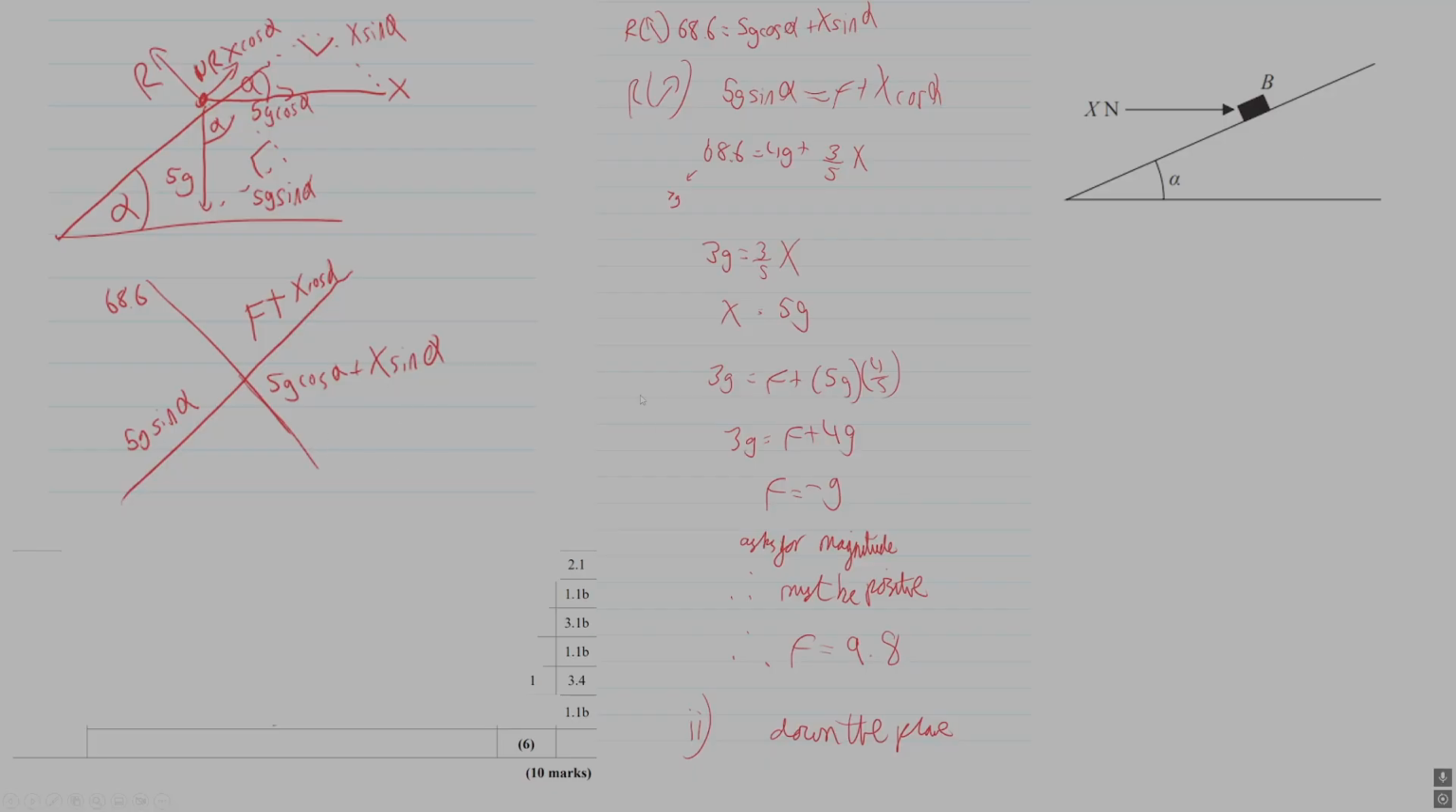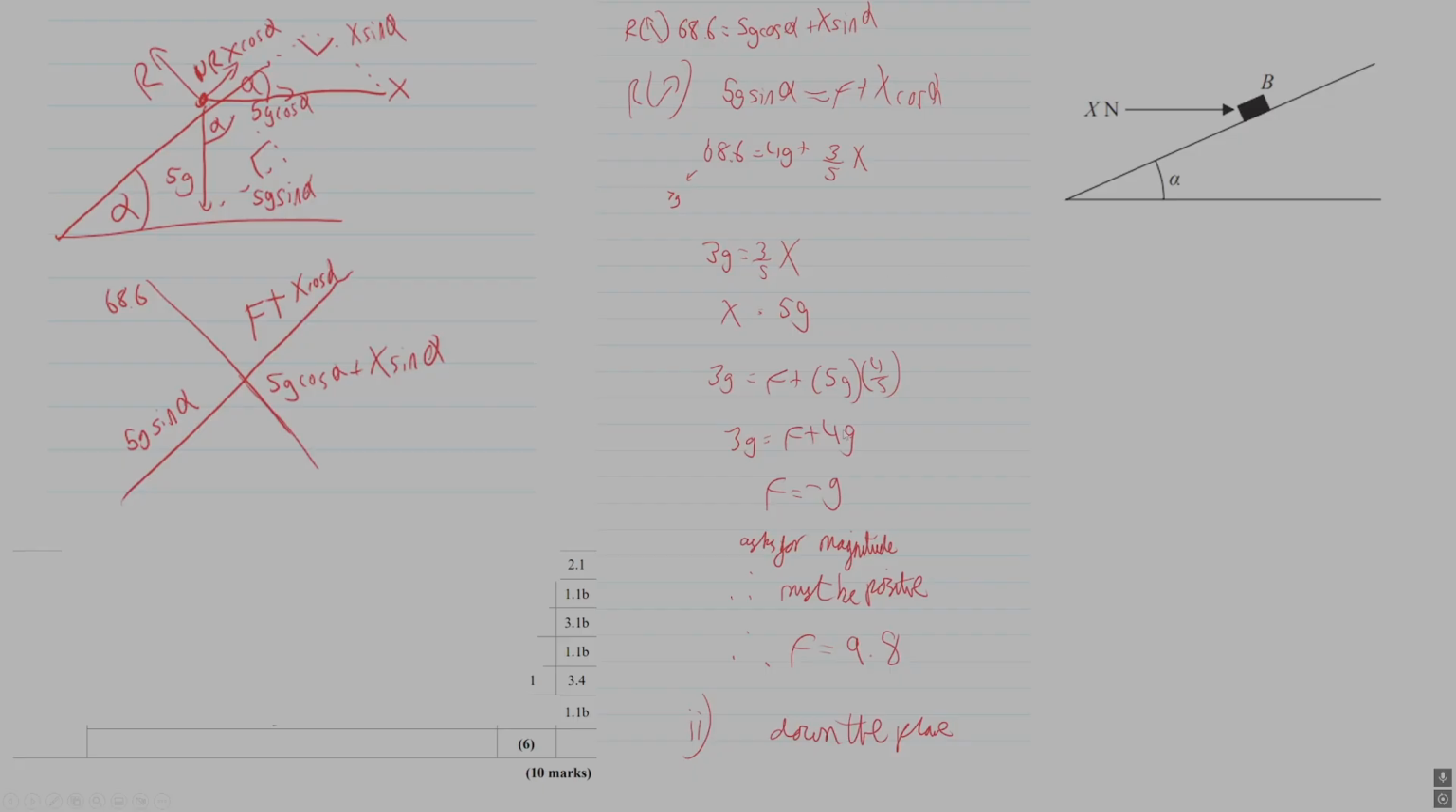But what I was saying earlier is that I just randomly guessed. I just said, oh, it's going up the plane. I'm just going to model the frictional force as going up the plane. But we've calculated the frictional force is negative when we're going up the plane, which obviously it can't be. So actually the frictional force is going down the plane, which means that it's moving down the plane because the frictional force is being applied down the plane.